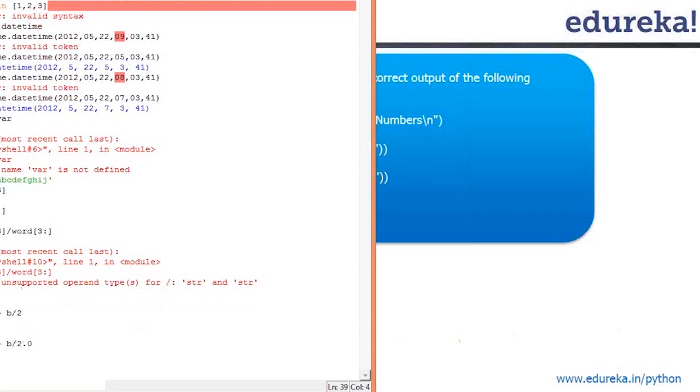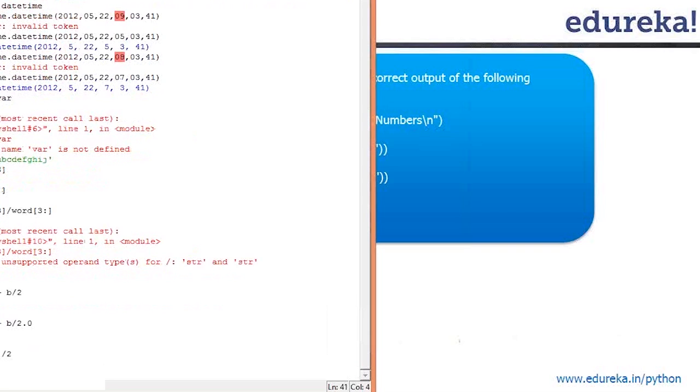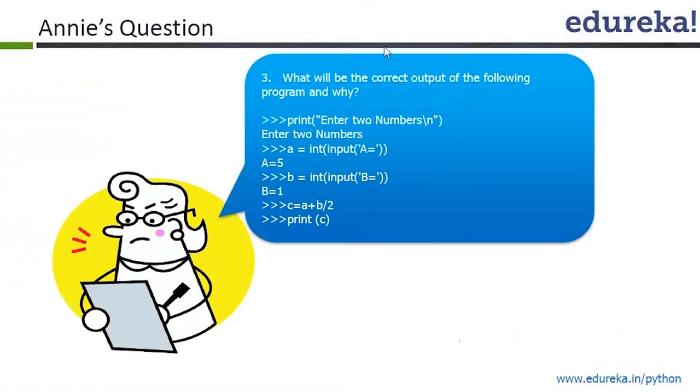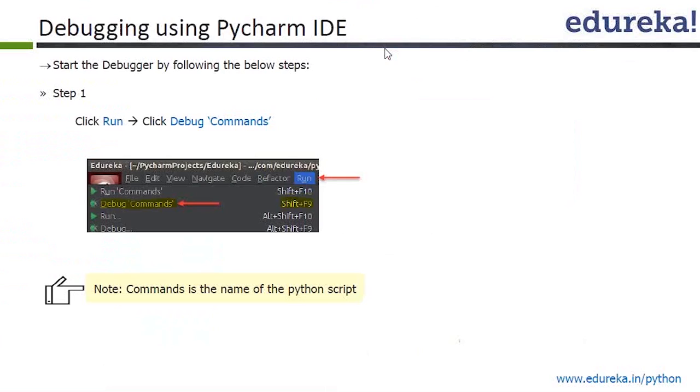But the idea was not to do 5 plus 1 divided by 2. The idea was this. Okay. But then I got some 5.5 for 5, which I did not want. So that is what is being said here. It's saying that's flawed logic. And moving on to debugging using Pycharm.